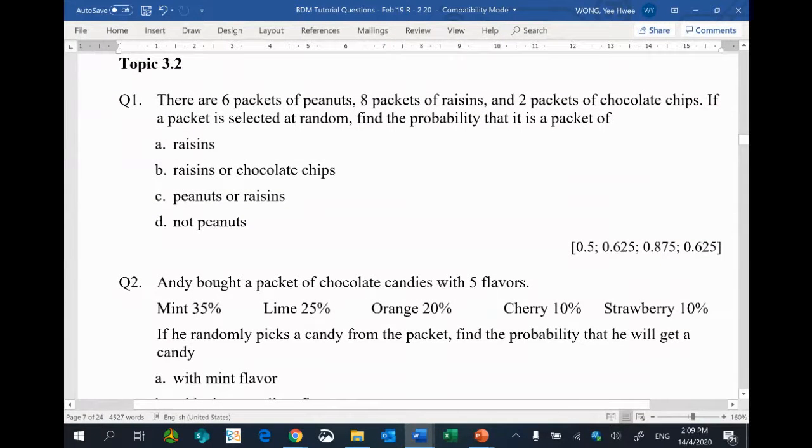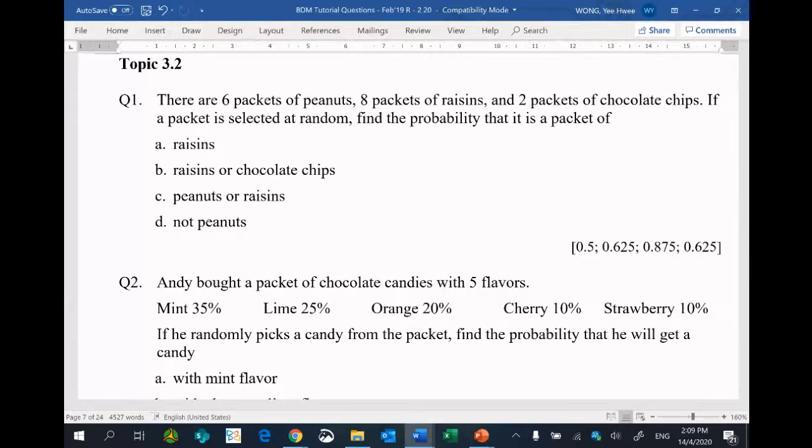This is the next topic, 3.2, question 1. There are 6 packets of peanuts, 8 packets of raisins, and 2 packets of chocolate chips. If a packet is selected at random, what's the probability that it is a packet of raisins?